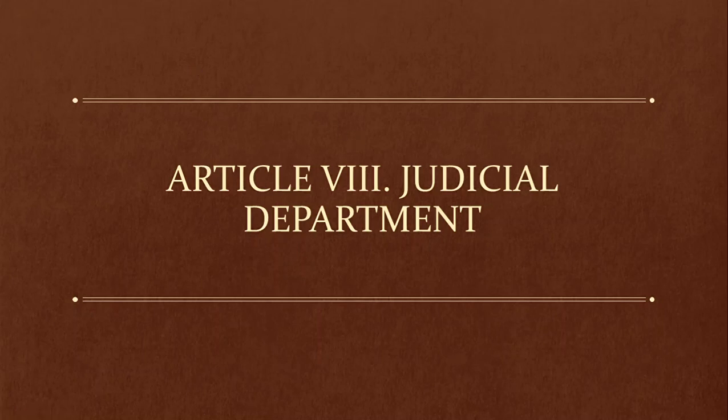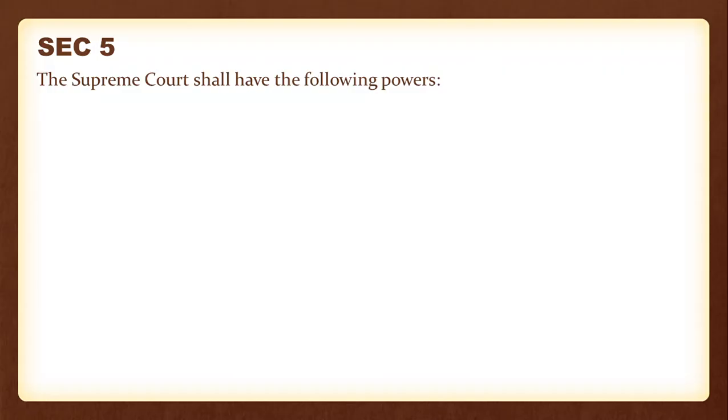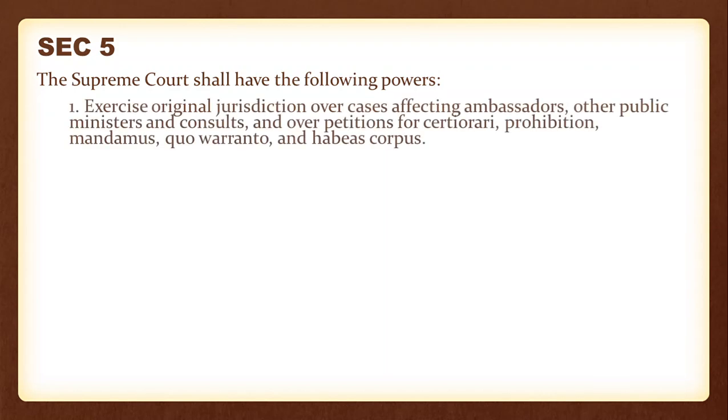Good day, everyone. I'm going to report about Article 8, the Judicial Department. Section 5, the Supreme Court shall have the following powers. Number 1, exercise original jurisdiction over cases affecting ambassadors, other public ministers and consuls, and over petitions for certiorari, prohibition, mandamus, quo warranto, and habeas corpus.